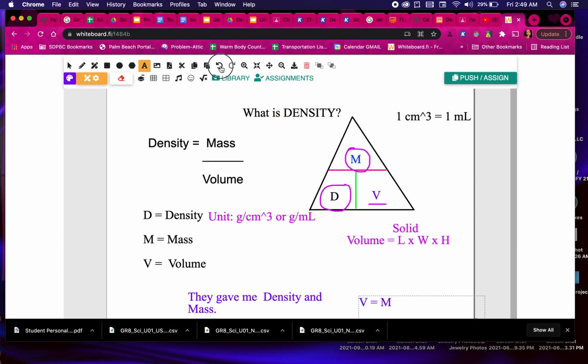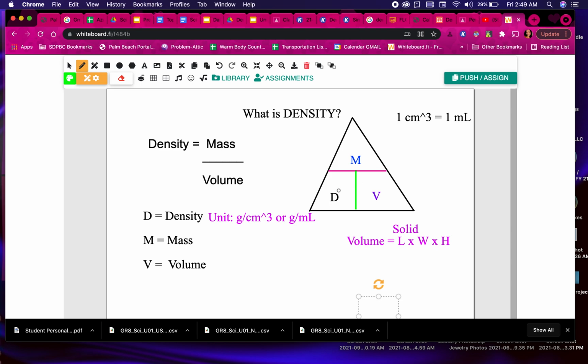Now, how about instead this time around, I'm doing green, they give me the density and the volume. They gave me density and volume, but they didn't give me mass. Well, in such a situation, mass is equal to density multiplied by volume. Remember that green represents multiplication.